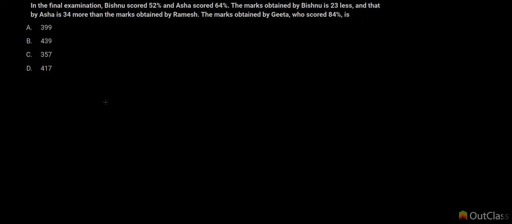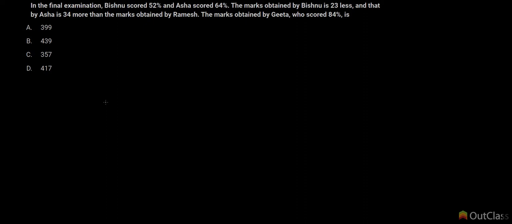In the final examination, Vishnu scored 52%, Asha scored 64%. The marks obtained by Vishnu is 23 less and by Asha is 34 more than Ramesh. The marks obtained by Geeta, who scored 84%, is how much?